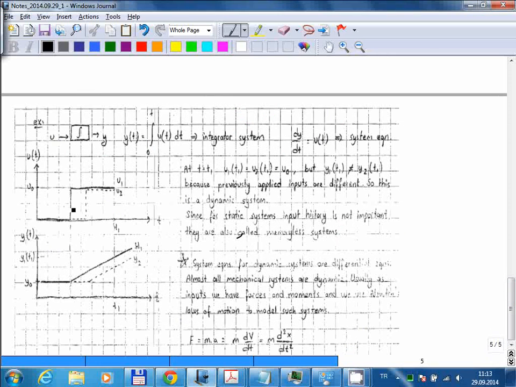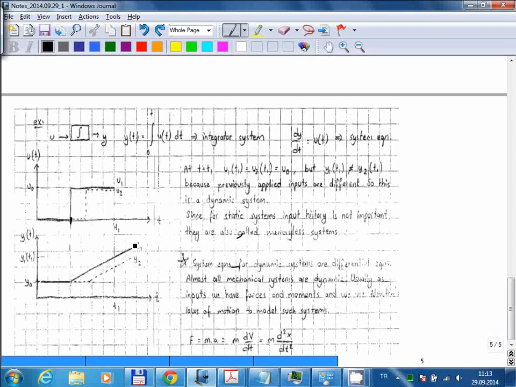And in this case, first we consider this input. We start giving an input to the system at this instant. And the output will be the integral of that, right? The output will be the area under that input, which obviously grows in time. So this is the output.